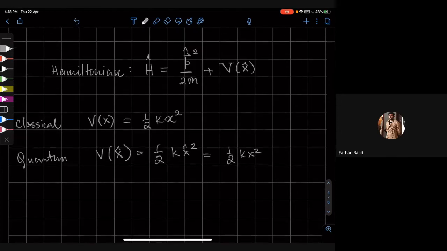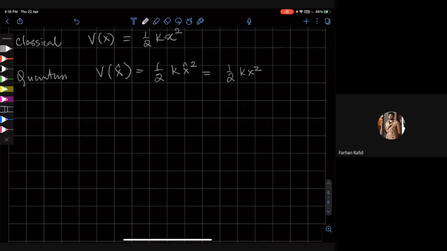So this is an example of a scalar operator, at least in non-relativistic physics. In relativistic physics, H is actually part of a 4-vector operator. Okay? But we are doing non-relativistic quantum mechanics here.